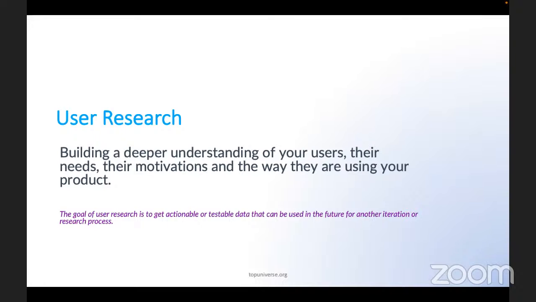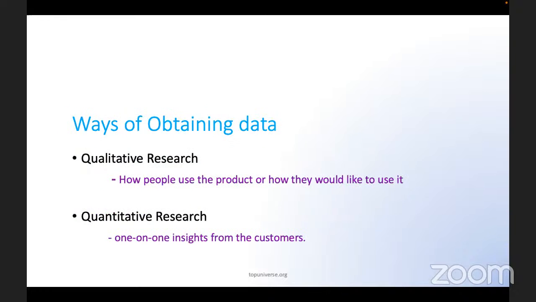Okay. And majorly the goal of user research is to get actionable or testable data that can be used in the future for another iteration or research process. It's more like a connection between you and the user. Now, we have different ways of carrying out this user research, and basically we can categorize them into two areas: the qualitative research and the quantitative research.